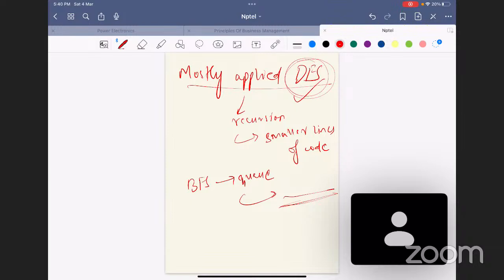If a graph has no weights on the edges, or if the graph has equal weights on the edges, we can use BFS to find the shortest path. If the weights are different, then we have to use different shortest path algorithms like Dijkstra's algorithm or the Bellman-Ford algorithm. So I hope the answer is clear.